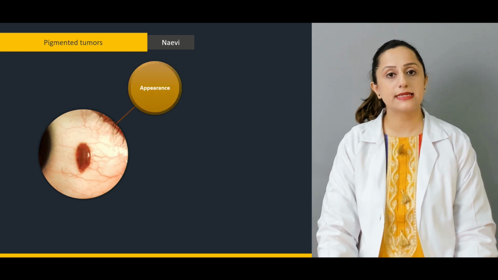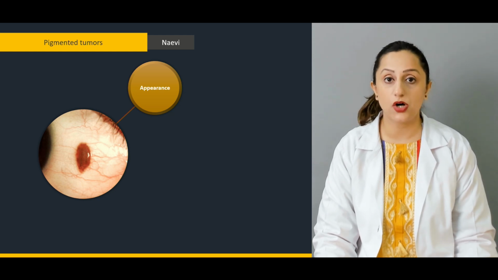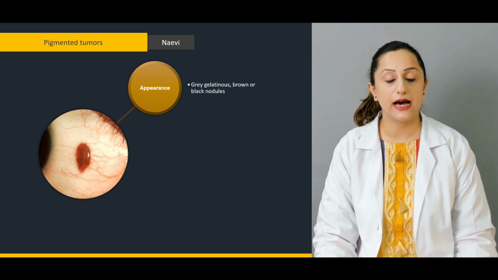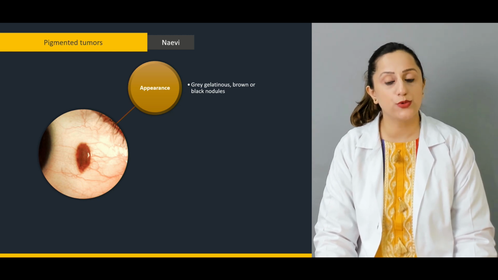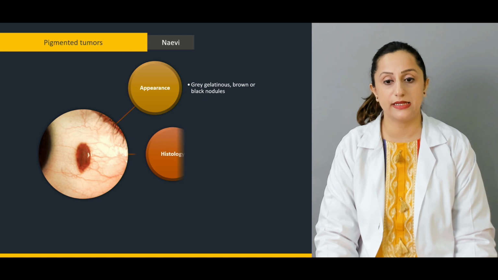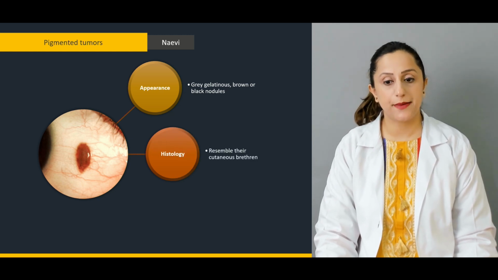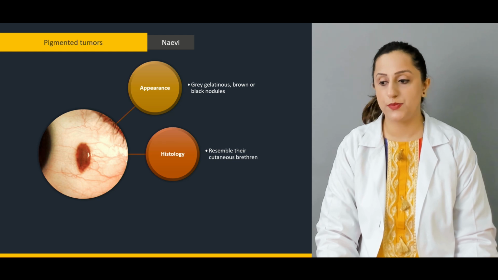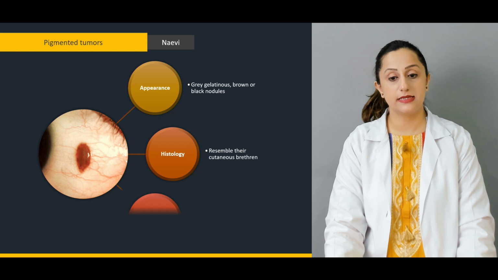Then the appearance is again very important. The size and the site of the nevi, all of these have to be noted down. Usually it's gray, gelatinous, brown or black nodules that are seen in the patient. The histology would resemble the cutaneous nevi that are usually present in these patients.